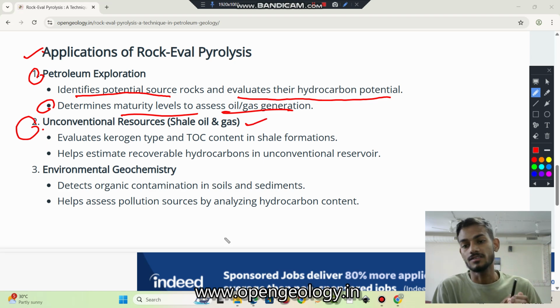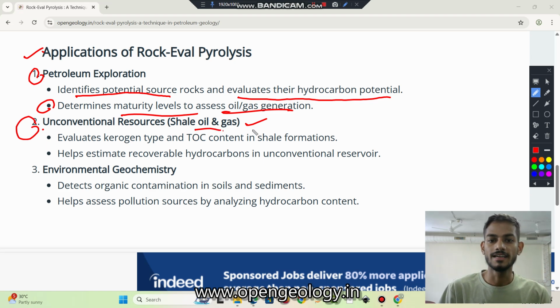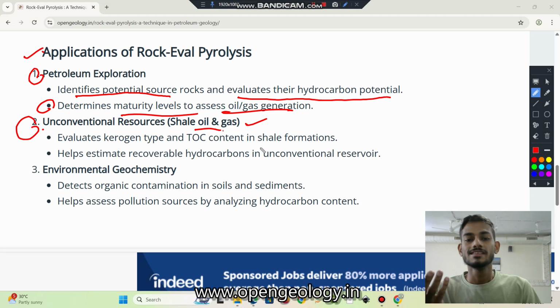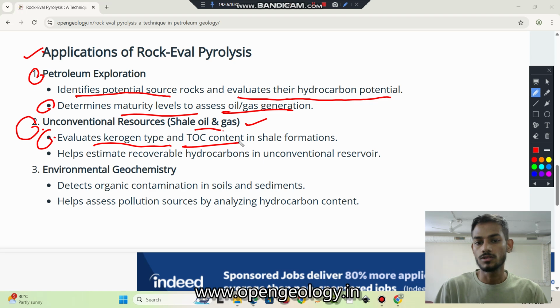Now what are the unconventional resources? Conventional resources are where oil and gas is already present and we can easily extract them. Now in case oil and gas is in a reservoir rock which has less porosity and permeability, then it is difficult to extract them, and these hydrocarbons are known as unconventional resources. So shale oil and shale gases are unconventional because shale has less permeability. Now for unconventional resources, it evaluates the kerogen type and total organic content.